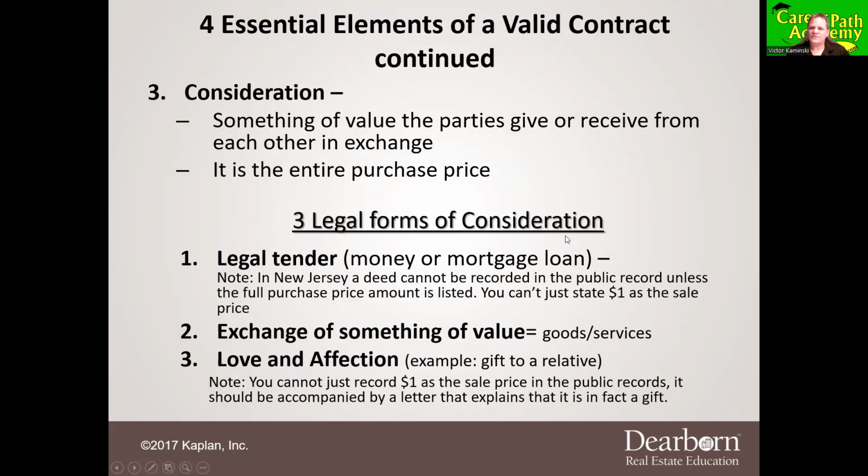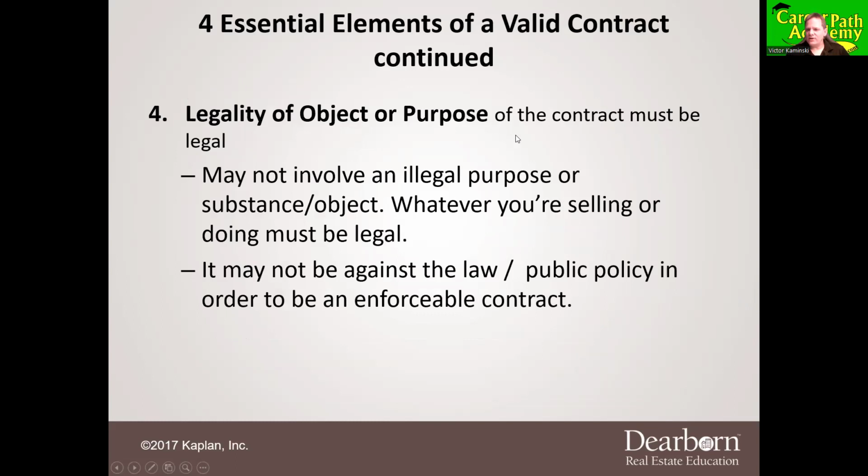You can give something to your child, for instance, and you do so because you have love and affection for each other. And therefore, it is a legal form of consideration, okay? But anytime you give a gift, it should also be accompanied by an affidavit that states, in fact, that it is a gift. And then lastly, the legality of object or purpose of the contract. It may not involve an illegal purpose or substance or object that is against the law. Whatever you're selling or doing has to be legal.